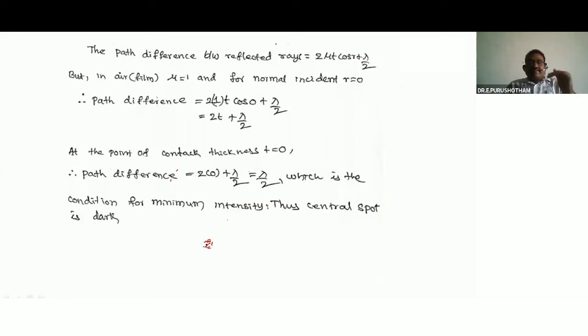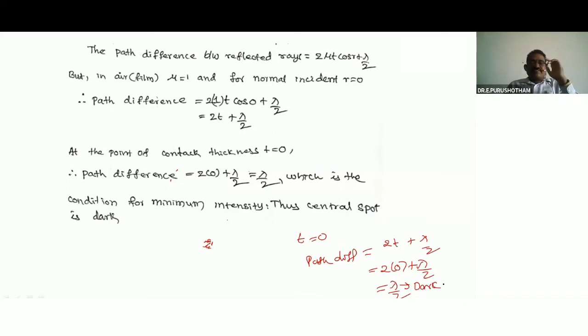Why? At the contact of the plano-convex lens and glass plate, there is no air film. So we observe the dark spot at the center. Or at the center, the thickness of thin film is 0. So the path difference is given by the formula 2t plus lambda by 2. So 2 into thickness 0 plus lambda by 2. This path difference lambda by 2 is the dark fringe condition. So we observe the dark spot at the center.